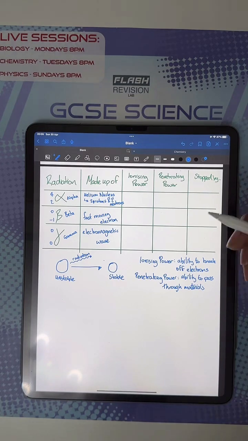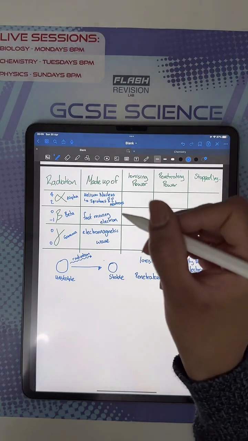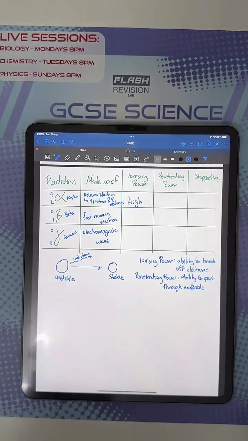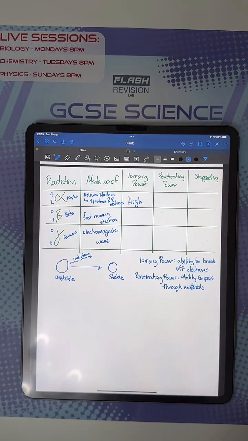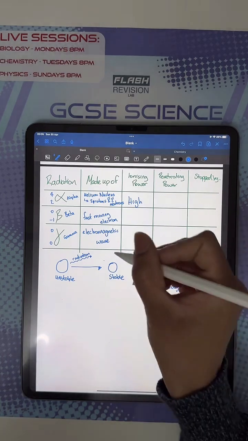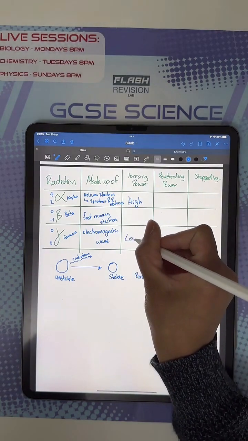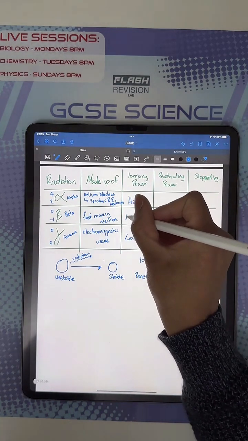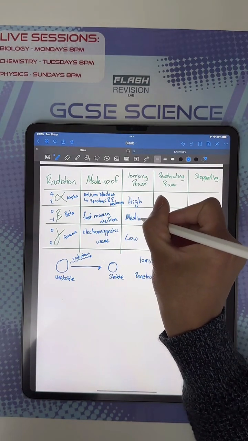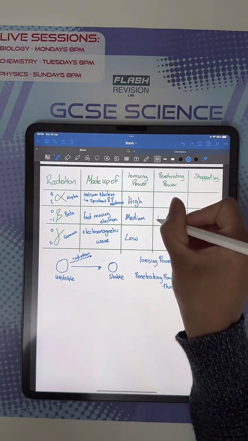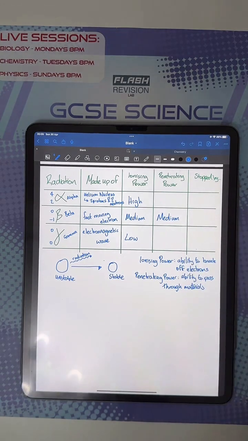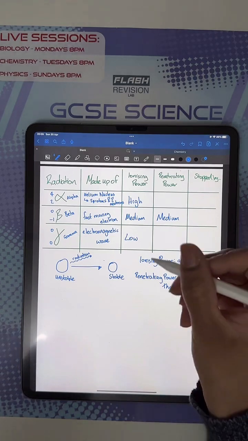So highest ionizing power is actually alpha. Alpha has the highest. Lowest is gamma. Good. Beta is medium for both ionizing power and penetrating power. For penetrating power, the highest would be gamma.